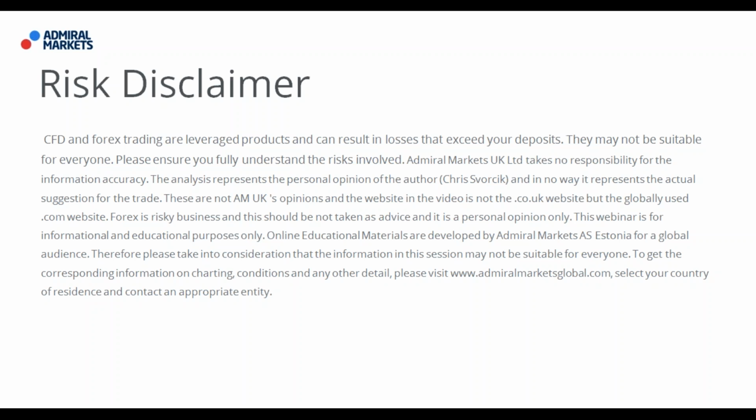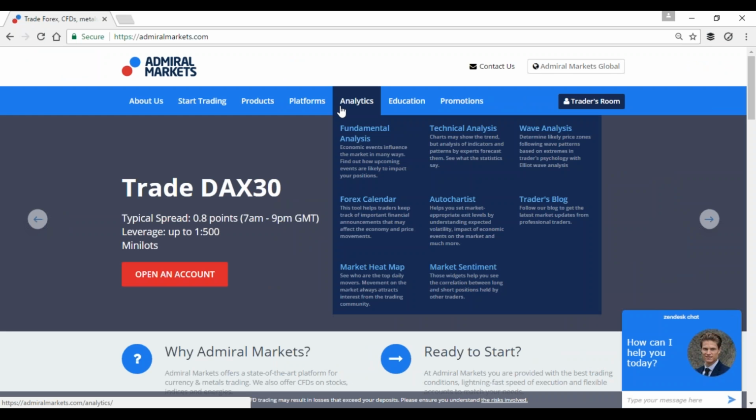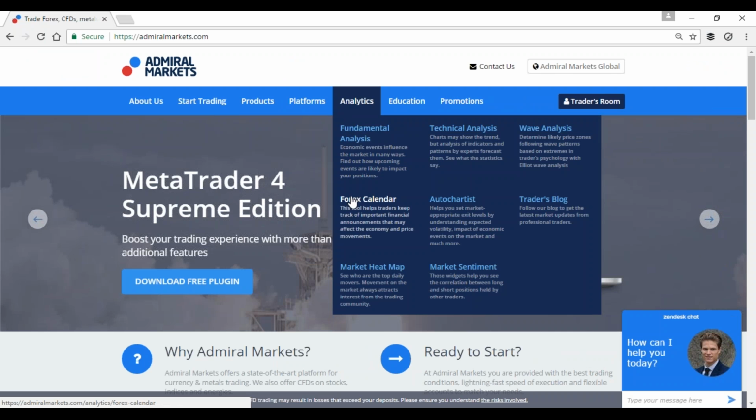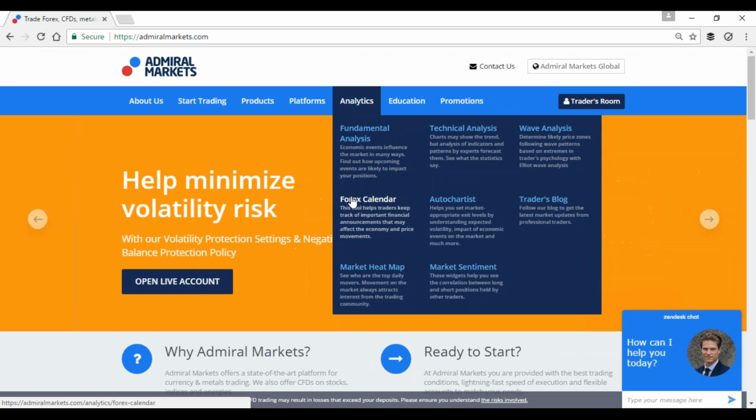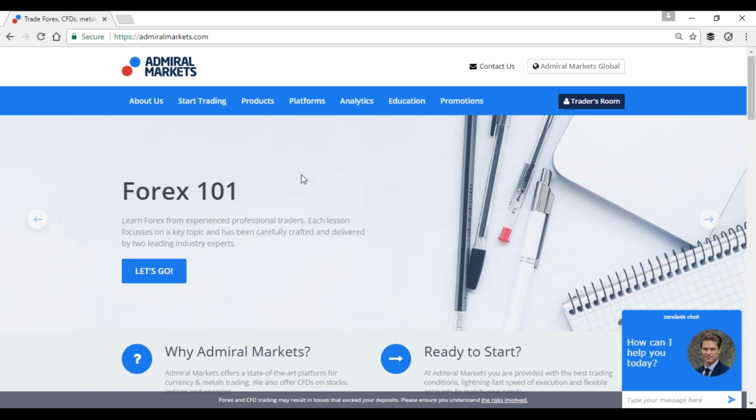All right. Before kicking off any analysis or trading, it's always good to be aware of the calendar. You can check that out by going to Analytics on the admiralmarkets.com website and going to Forex Calendar, and you'll be able to find important, less important, and medium important events. It's always good to be aware of those and adjust your trading plan accordingly.